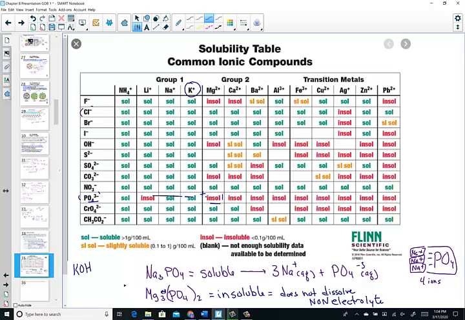Here's potassium. Here's hydroxide. You find that that is soluble. So that is an electrolyte. Out comes an aqueous ion of potassium and an aqueous ion of hydroxide, and yes, this is soluble. 2 ions are released from solution, a potassium with a +1 and a hydroxide with a -1.